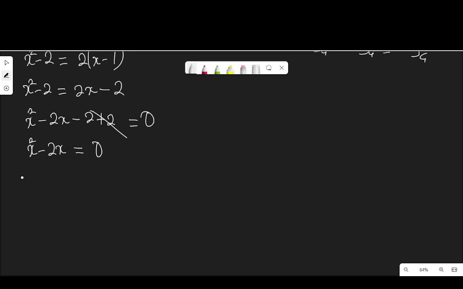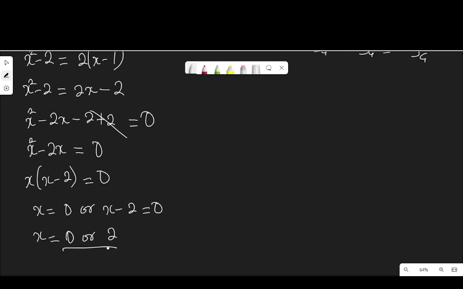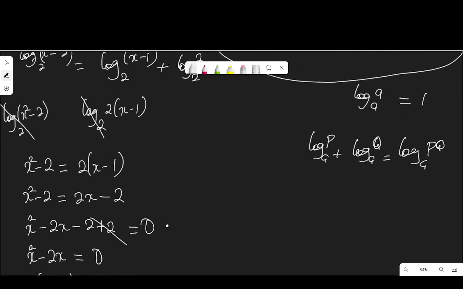Since x is common here, we can factor it out. I have x into x minus 2 equal to 0. Therefore, x is equal to 0, or x minus 2 is equal to 0. Hence, x equal to 0 or 2 is the answer to that question.